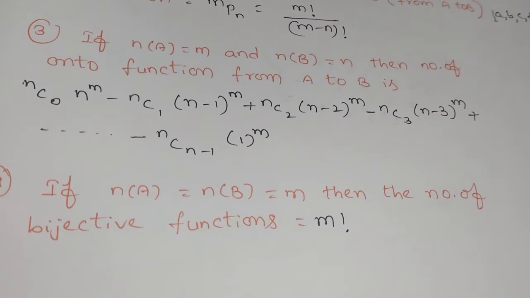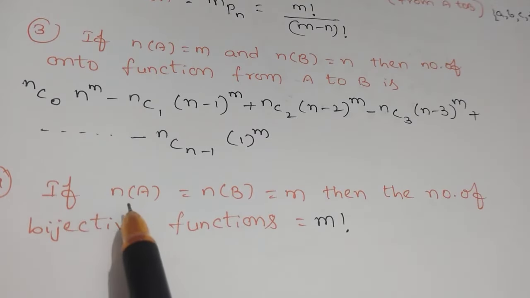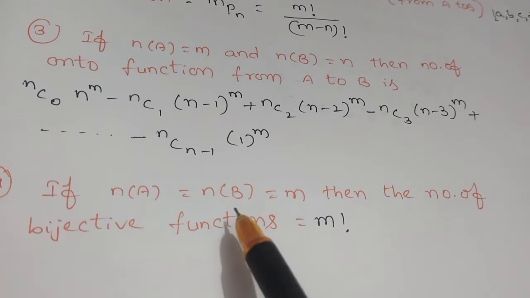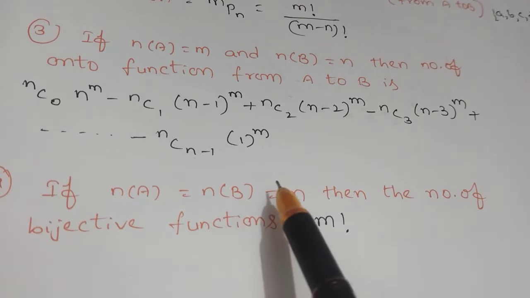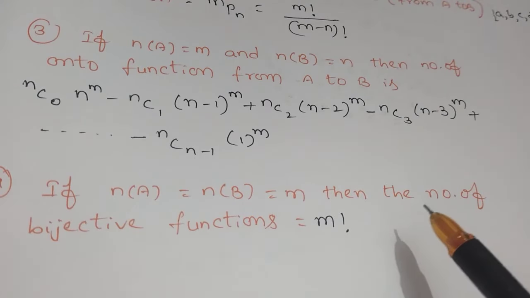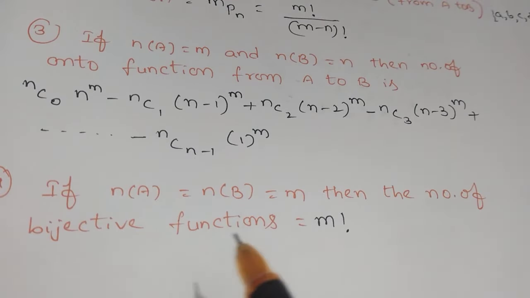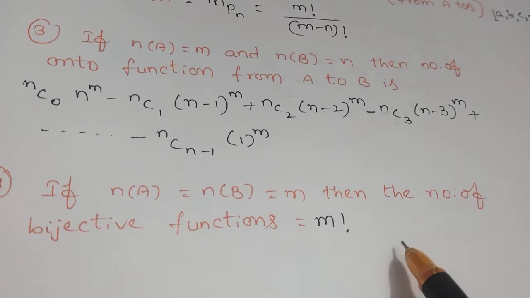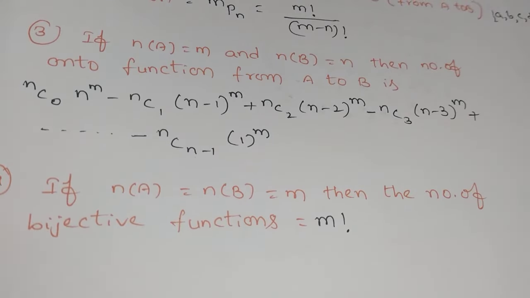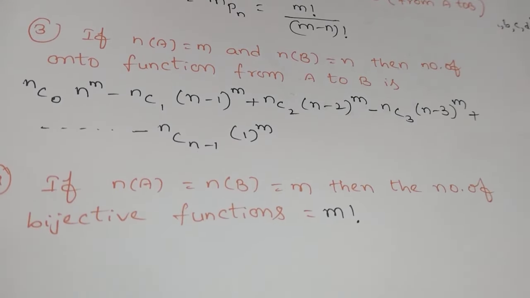Next, the last formula: if the number of elements in the set A is equal to the number of elements in the set B, which is equal to m, then the number of bijective functions is m factorial. Now we will discuss some examples based on these formulas.